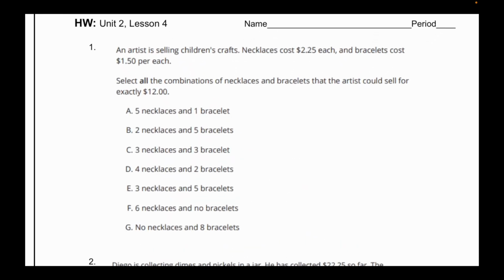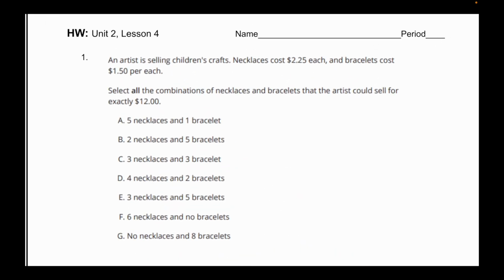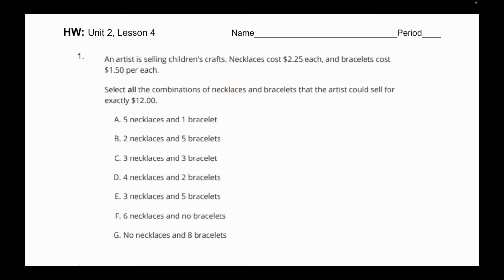In this video, we are looking at the Unit 2 Lesson 4 practice problems for Illustrative Math Algebra 1. So back to our linear functions unit, we have an artist selling children's crafts. Necklaces cost $2.25 each, and bracelets cost $1.50 each. We want to select all the combinations of necklaces and bracelets that the artist could sell for exactly $12.